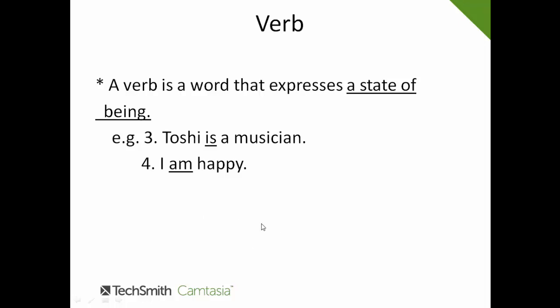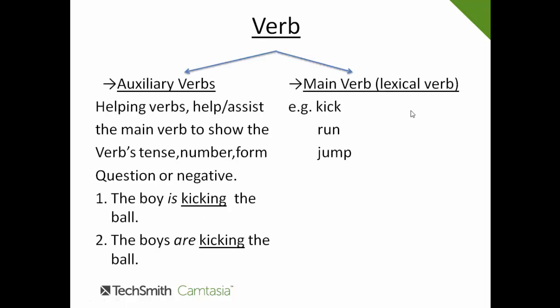Now moving on to the next slide. Verbs are chiefly classified into two kinds, that is the auxiliary verb and the main verb, or the lexical verb, words that have meaning. Like for example, kick has a meaning. The meaning would be to hit or strike with a foot or a leg. So it is classified into two main types of verb, the auxiliary verb and the main verb.